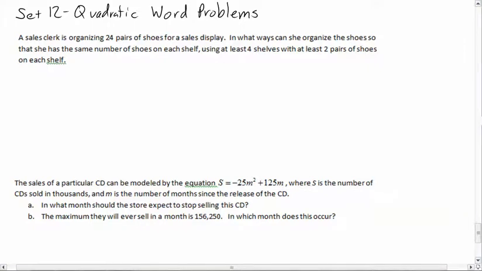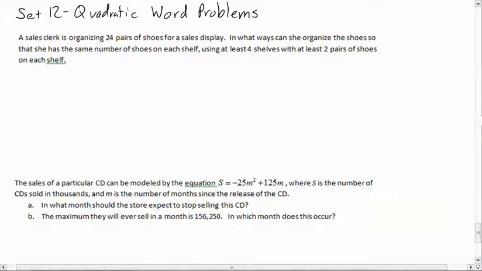Okie doke, so let's work through a couple of word problems that deal with quadratics and factoring. All right, now this first one isn't going to have much quadratics in it. And you may say, well, what does that have to do with factoring? But it really kind of deals with the greatest common factor. So let's go ahead. We'll do 3 different questions.